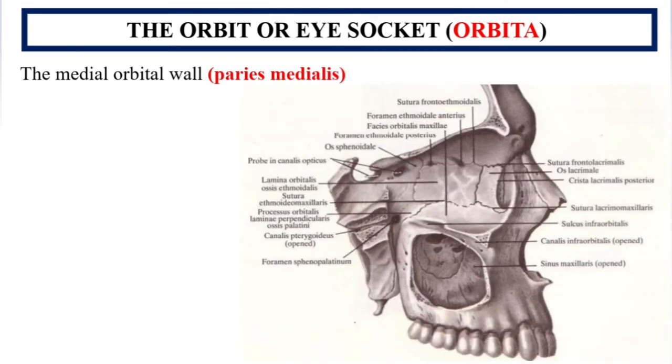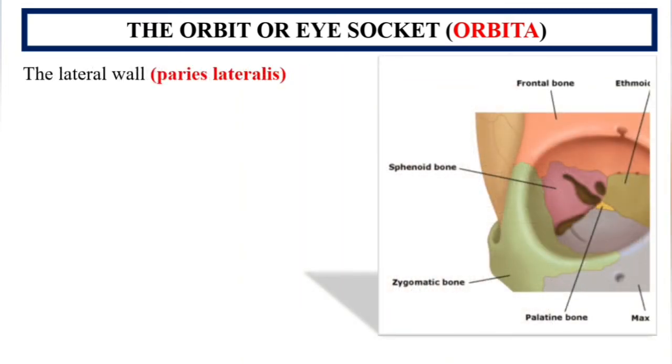The medial wall, pars medialis, is formed, as you can see here from the anterior part, by the lacrimal crest, the lacrimal bone, the orbital plate of the ethmoid bone, lamina orbitalis ossis ethmoidalis. And to the back, you can see the sphenoid bone, os sphenoidale. The ethmoid bone articulates with the frontal bone through a suture called sutura frontoethmoidalis. And upon that articulation, there will be foramens, the anterior ethmoidal foramen, foramen ethmoidale anterius, and the posterior ethmoidal foramen, foramen ethmoidale posterius.